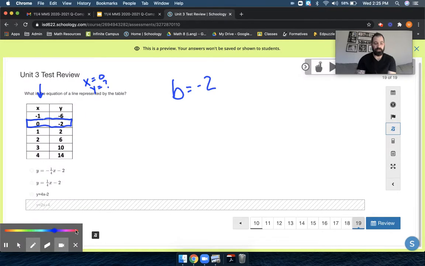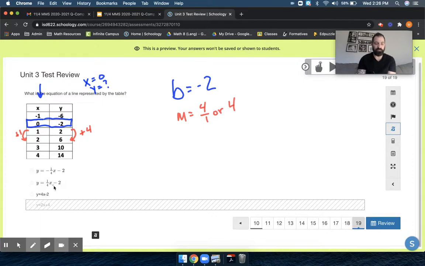All right, let's find our slope. Change. You can just pick any of these points. Let's go from 2 to 6. That's +4. Then I do the same one, which is +1. So our slope is 4/1, or just 4. So I'm looking here, which one has a slope of 4 and a y-intercept of -2? Well, we know all of them have -2, so then what number is 4? That's not right. That's not right. Only option available. Y equals 4x minus 2.